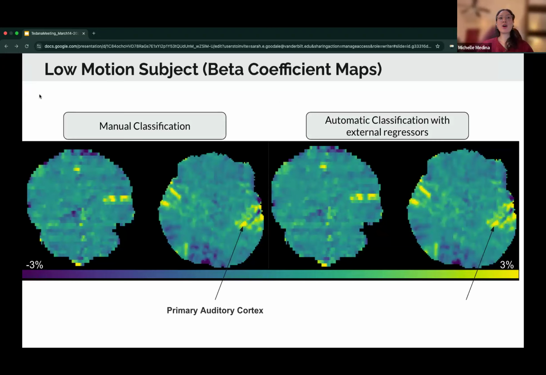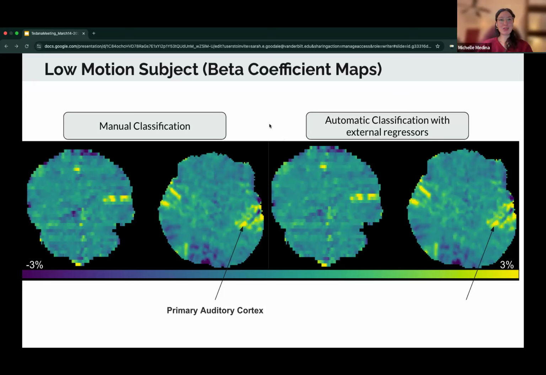First, I'm presenting a low motion subject. On the left, you see the beta coefficient map using the manual classification, and on the right, the automatic classification with the external regressors. The arrows just point at regions of activation that we expect in the primary auditory cortex, since this particular data is from the auditory task. And as you can see, there's very high agreement between the manually classified and the automatically classified maps.